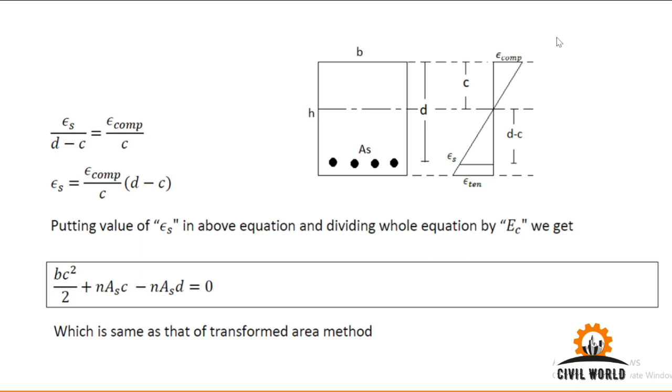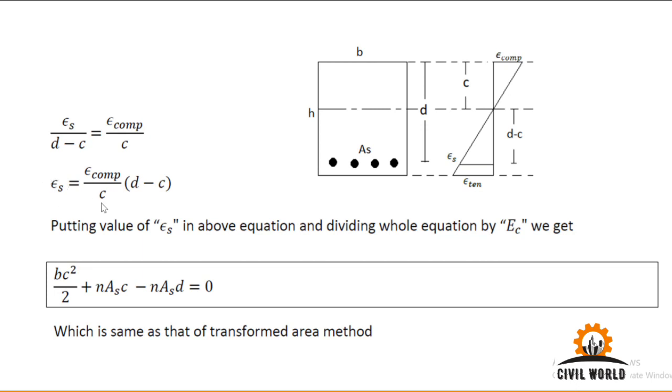Taking the same strain profile and using the similar triangle principle, strain in steel divided by D minus C is equal to strain in concrete divided by its base, which is C. If we simplify it, strain in steel is equal to strain in concrete divided by C into D minus C.